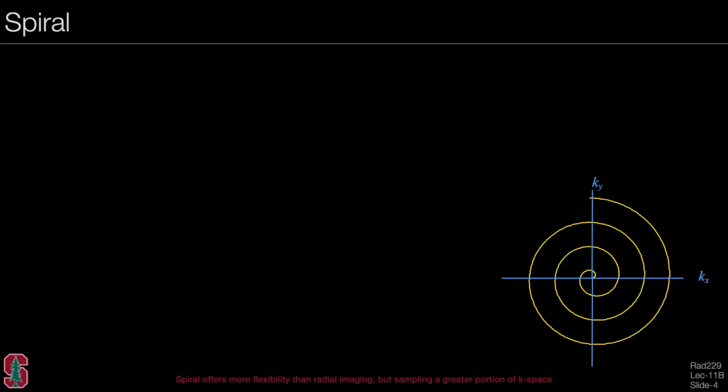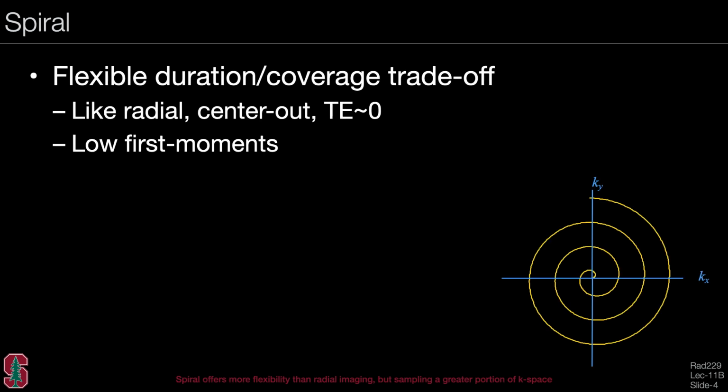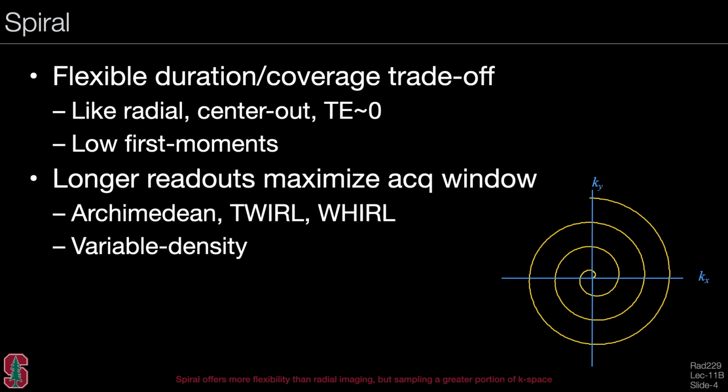So the spiral trajectory looks like this. It provides a flexible duration coverage trade-off. Like radial imaging, it starts in the center and moves out, so the echo time can be essentially zero. It has low first moments, making it insensitive to motion. We can use longer readouts to maximize the acquisition window.